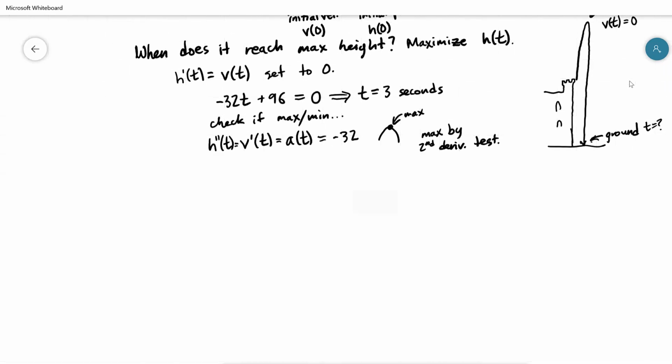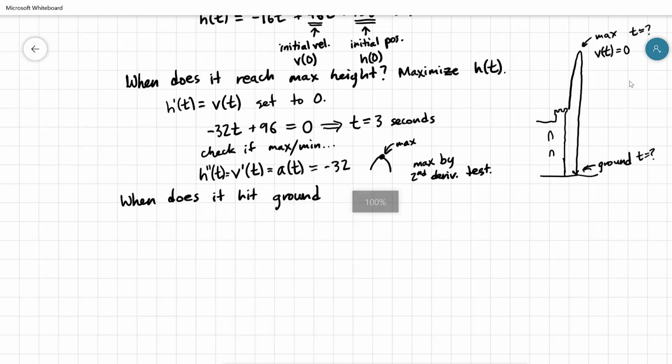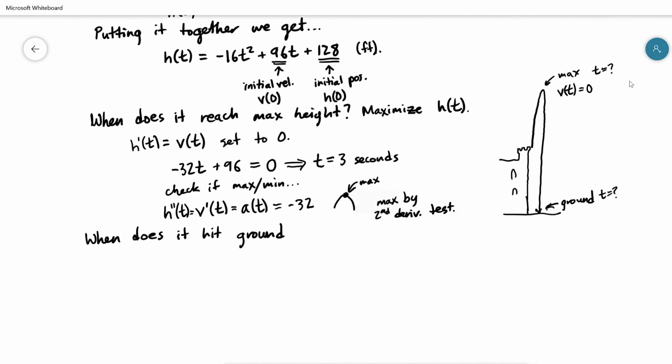Last question. When does it hit the ground? So when does the cannonball, so we found that this top time up here in our little diagram turned out to be at 3 seconds. And now we're trying to figure out what the time is down here when it hits the ground. Okay.